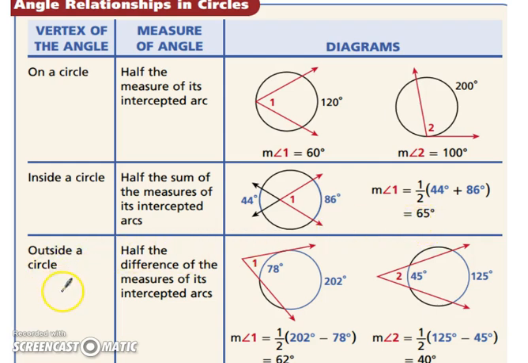Outside a circle, this is what we were just doing. Half the difference of the measures of its intercepted arcs. So 202 minus 78 divided by 2 will give us the measure of angle 1, which in this case is 62 degrees. Or you might have 125 minus 45, divide that by 2, that will give you the measure of angle 2, which is 40 degrees.